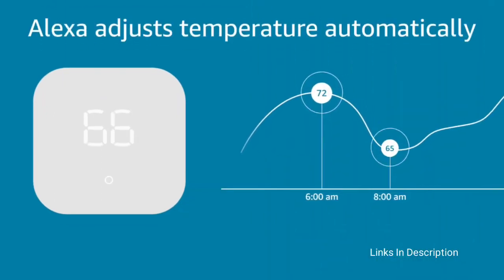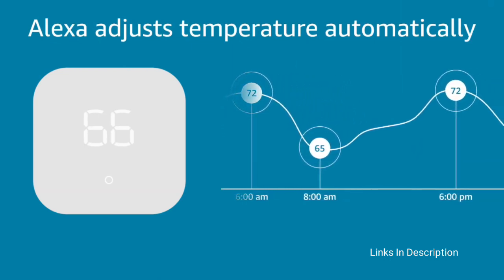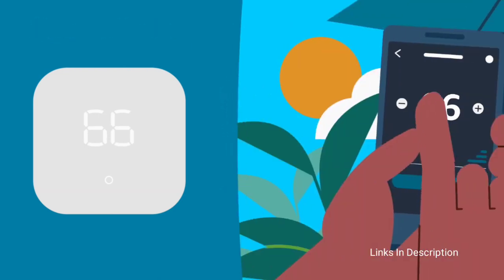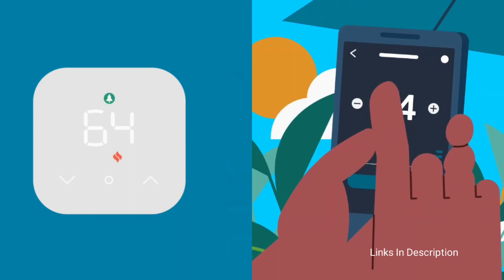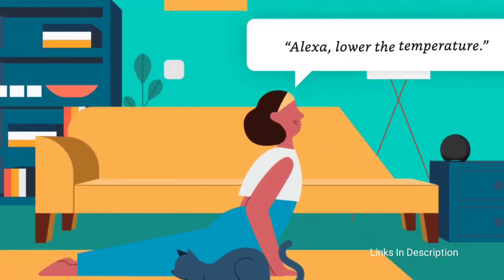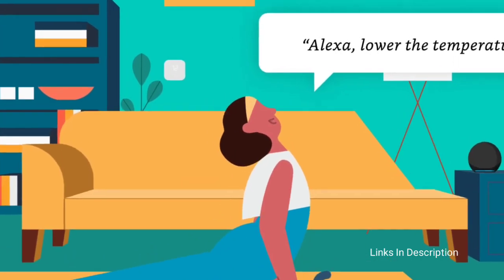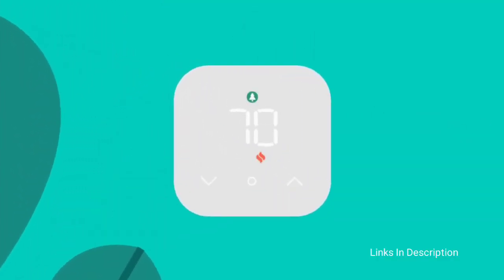It's worth mentioning that Amazon's smart thermostat does not have a speaker or microphone, so if you want to adjust the temperature of your home with your voice, you will need to pair it with an Amazon Echo smart speaker or just control it with your smartphone or tablet.